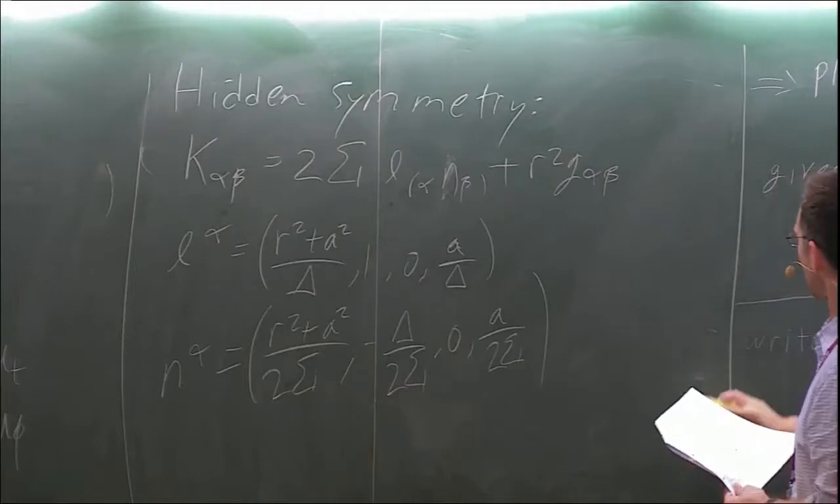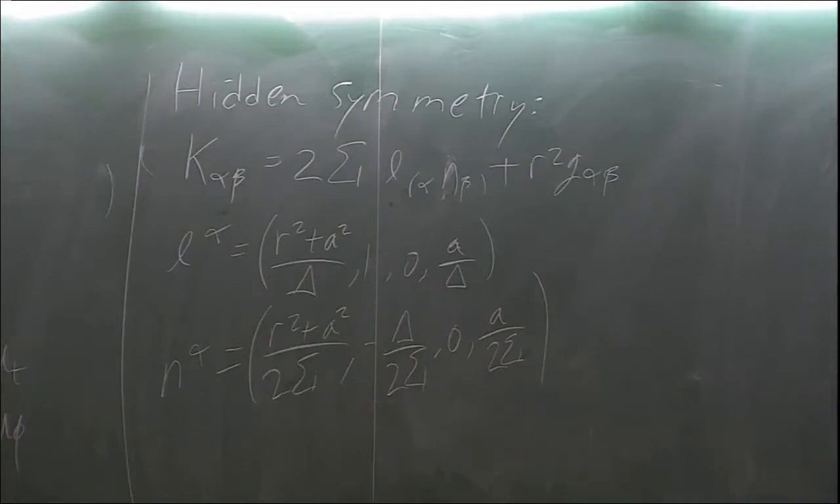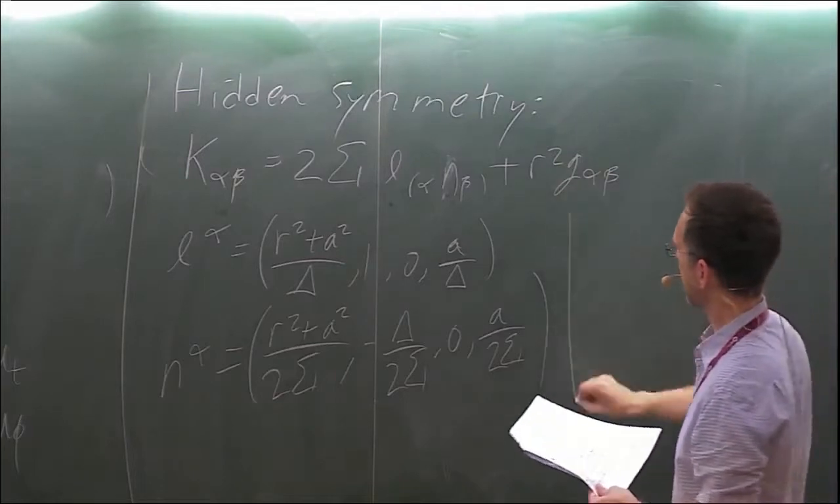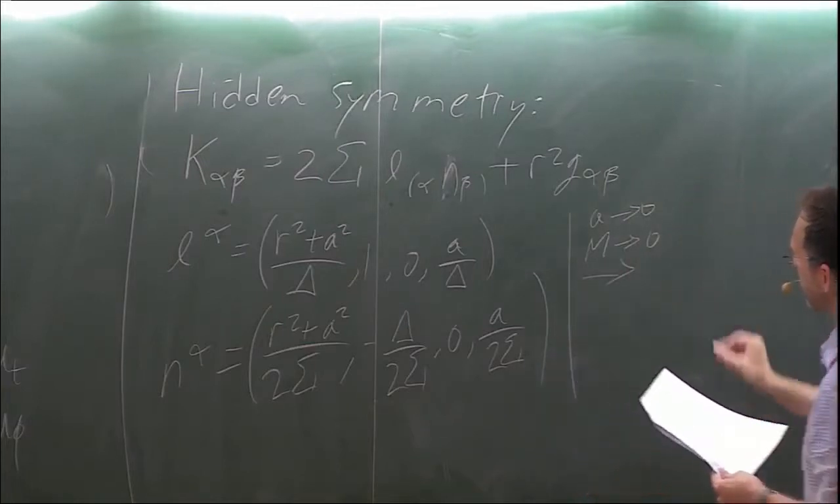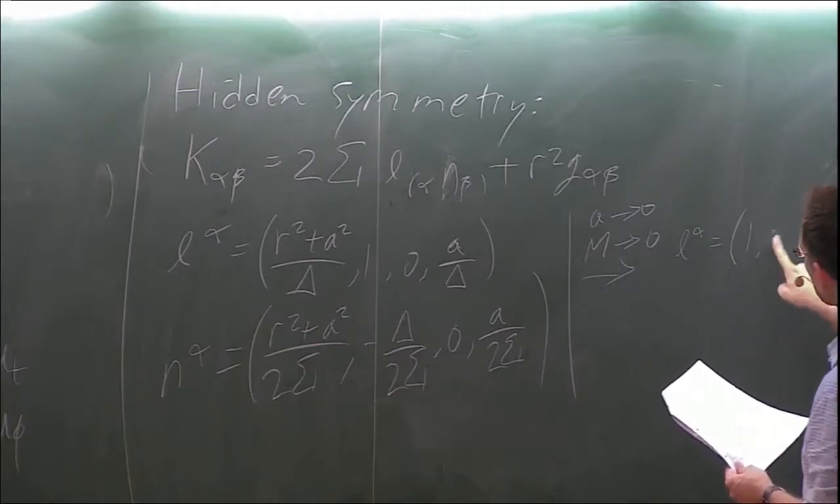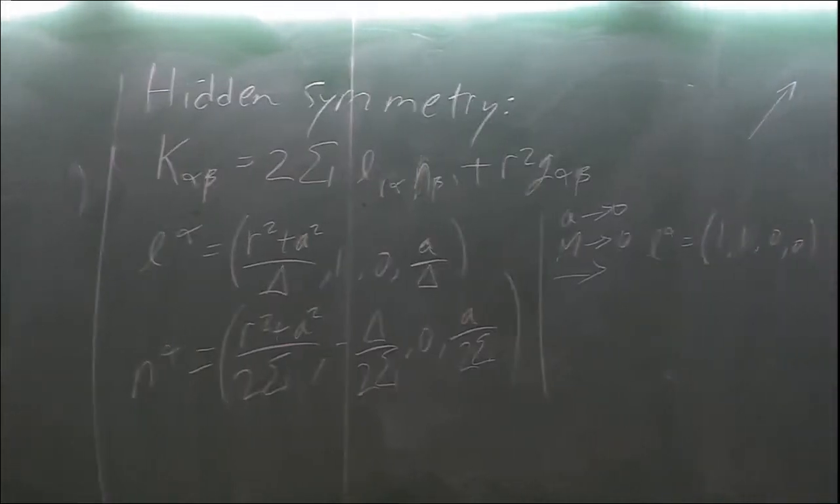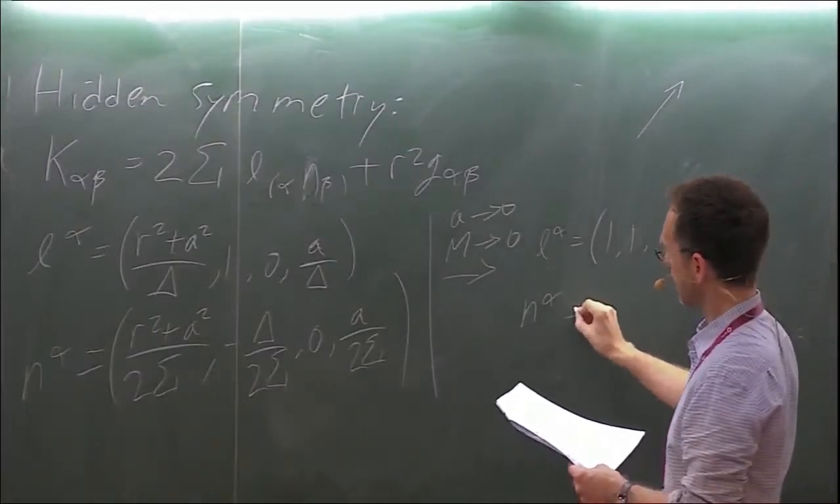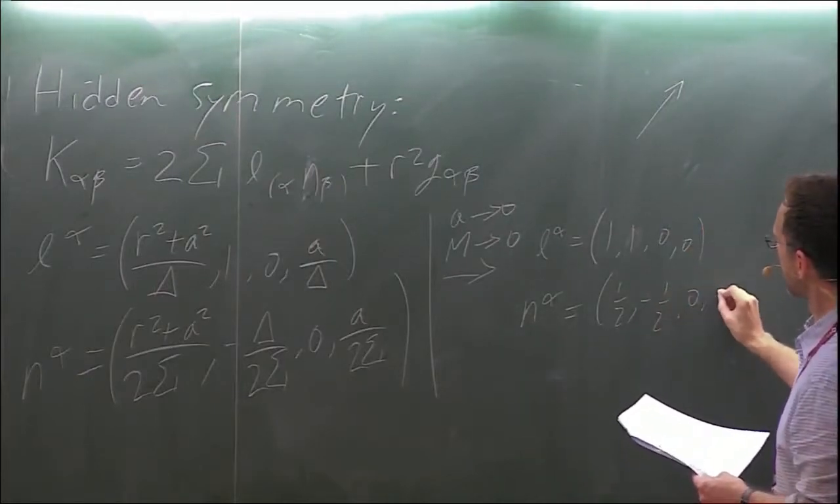So it's easy to see these are ingoing and outgoing by taking the Schwarzschild limit where A goes to 0. Or even better, take the flat space limit, where A goes to 0 and capital M goes to 0. Then you get L alpha is just 1, 0, 1, 1, 0, 0. So that's just a vector pointing radially outward, 1 to the right, 1 to the up. And N alpha is a half, minus a half, 0, 0.